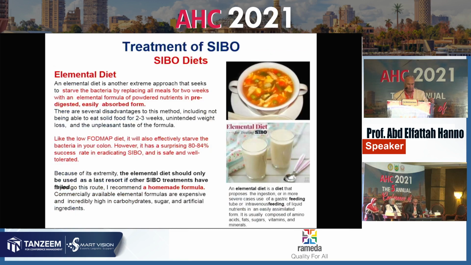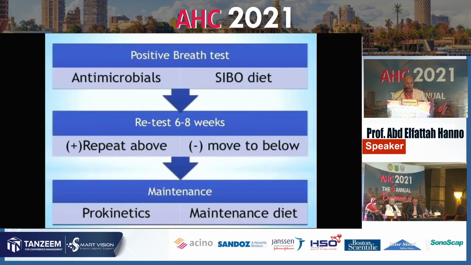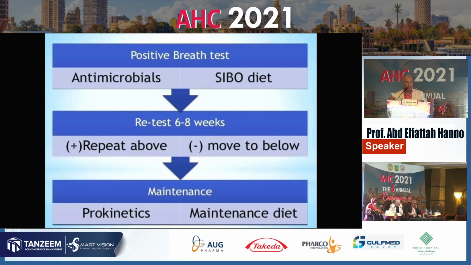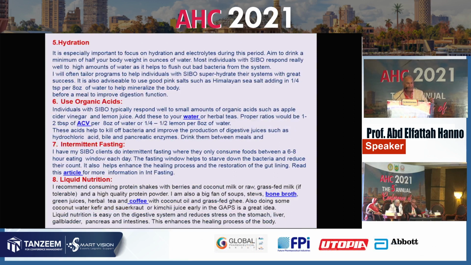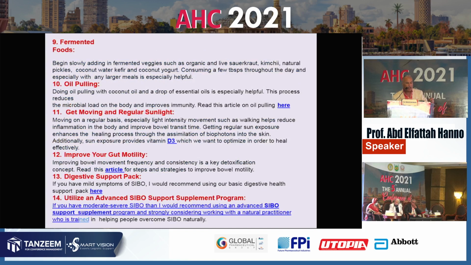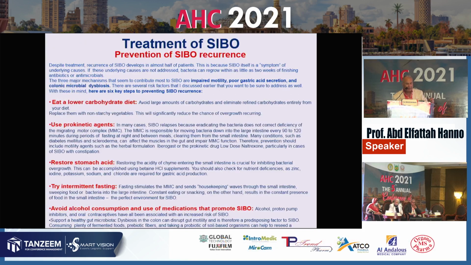After giving treatment for SIBO, it is a must to assess whether the patient is cured or not by antimicrobials and the SIBO diet, and retest after 6 to 8 weeks. If the patient has a positive hydrogen breath test, we can repeat the antimicrobial and the diet. If the patient is negative, we must maintain the diet by giving probiotics. And don't forget that physical health, rehydration, and liquid nutrition help us keep our health.